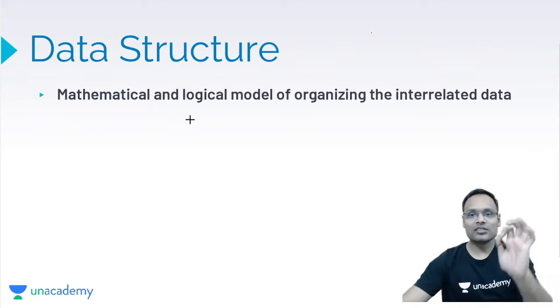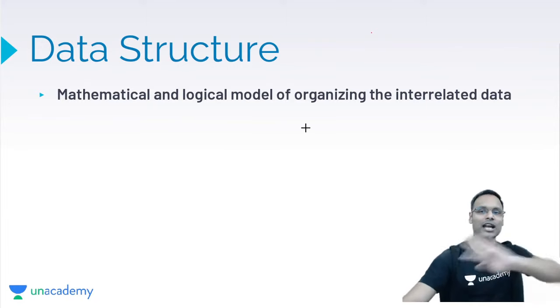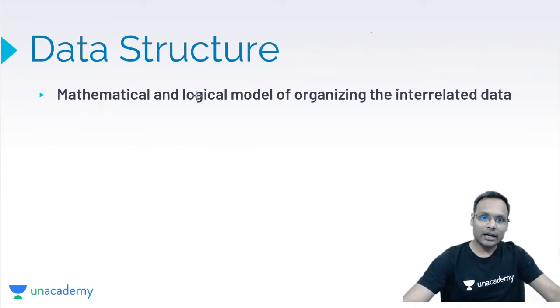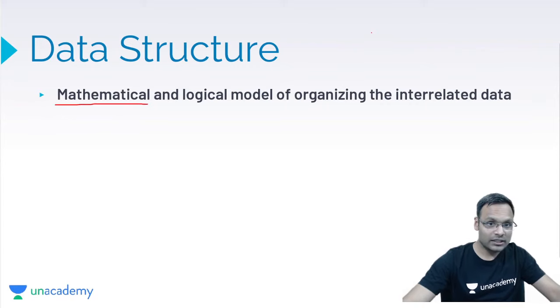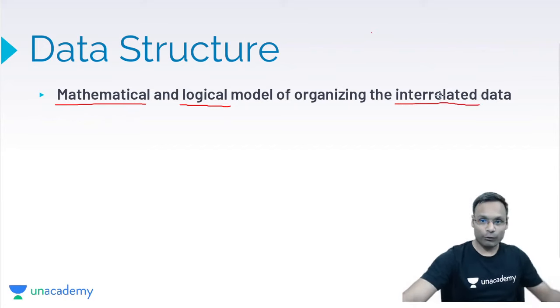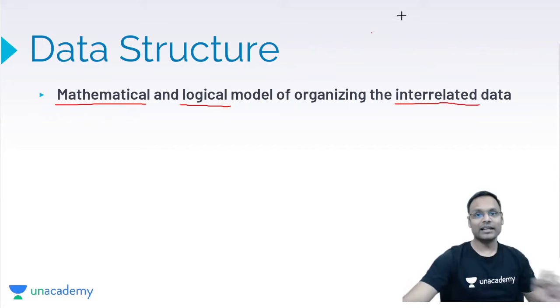What is a data structure? That is the simple definition I have written, but that simple definition has a very deep meaning. Mathematical and logical model of organizing the interrelated data. There are three keywords in this definition. What are the three keywords? These I underlined. First of all, let's talk about interrelated data.